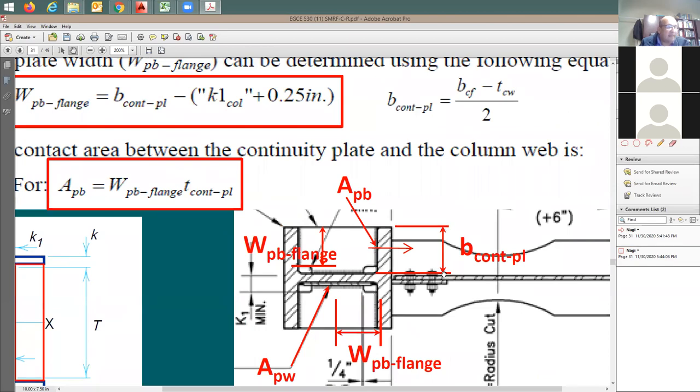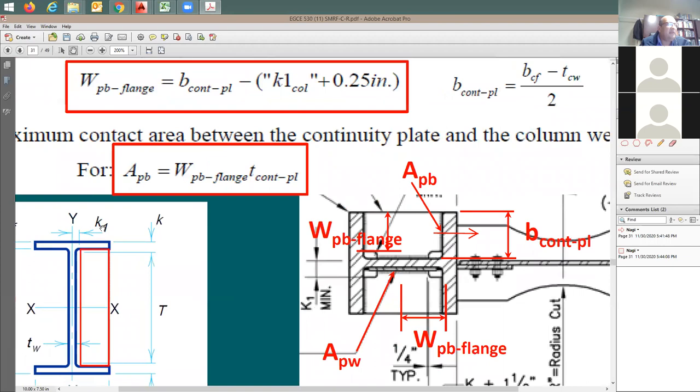Look, when you look here at K1, K1 is measured from where? K1 is measured from the center of the beam all the way to the end of this piece. And then you add a quarter of an inch. So now look at what width we're talking about, this width here. This width, actually, when you think about it, you see here that we double counted K1 twice. One time when we subtracted TCW, and the other time when you subtracted K1 of the column.